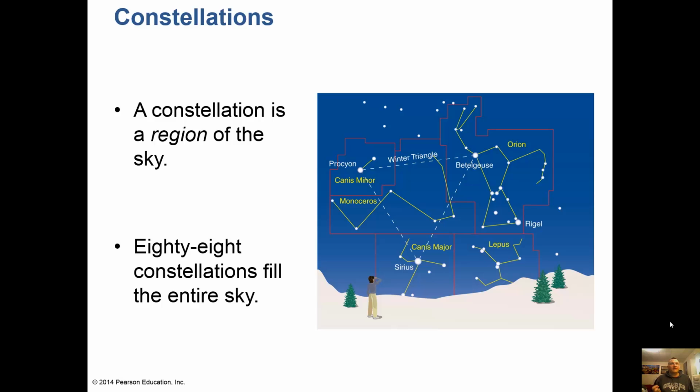Constellations are not only just the formation of the stars that make up a figure, but it's actually kind of like a state boundary or an area code or a county map. The sky is broken up into 88 chunks that we call constellations, and everything in that chunk, just like everything in the state of Missouri belongs to Missouri, everything in that space of sky belongs to that particular constellation.